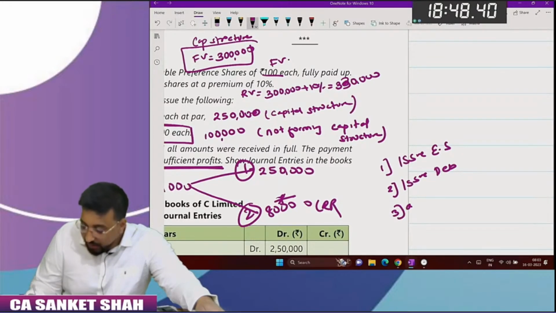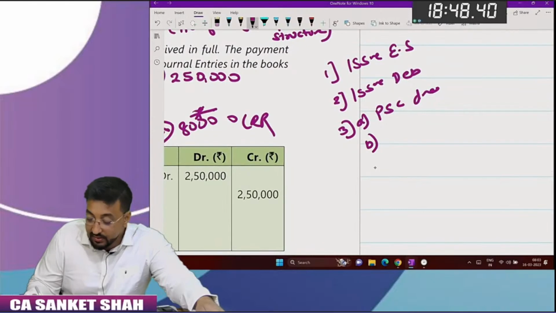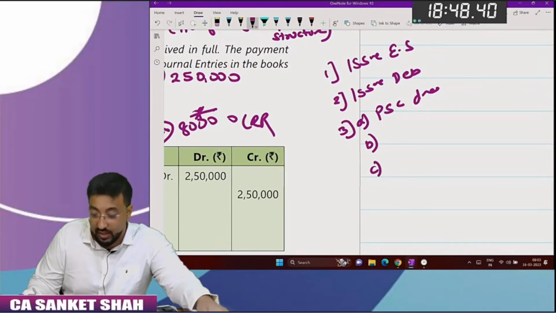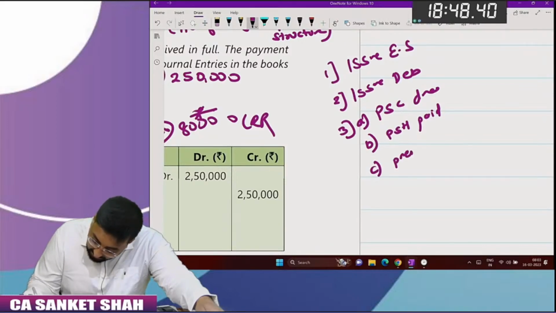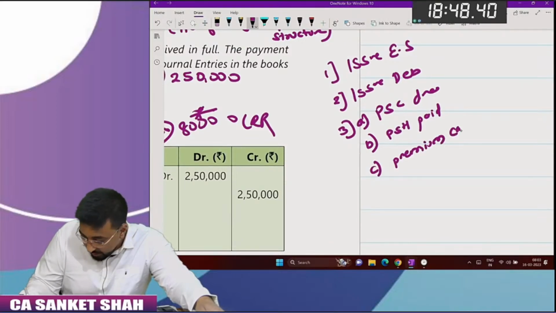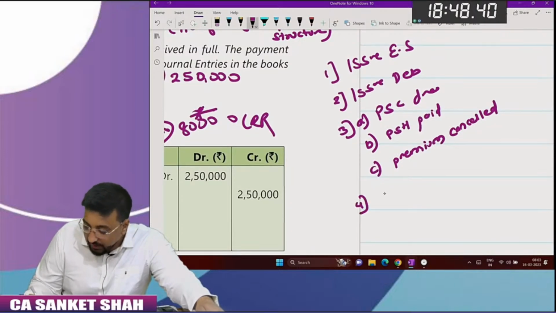Then the third entry, beta: preference share capital due for redemption. Here there are three entries because the premium is also there. Preference shareholders are paid, and the premium is cancelled with P&L. So this is the sequence. And the fourth entry will be CRR.